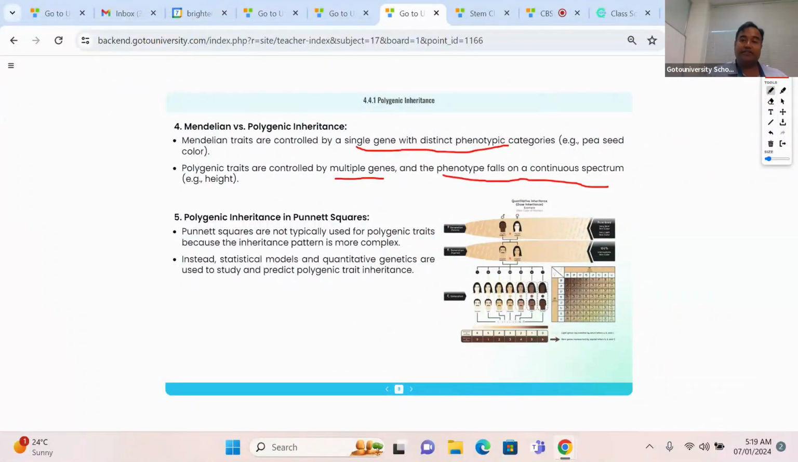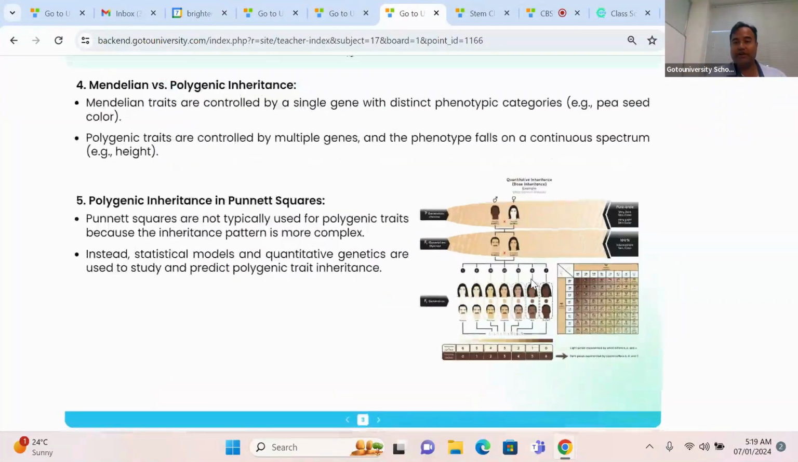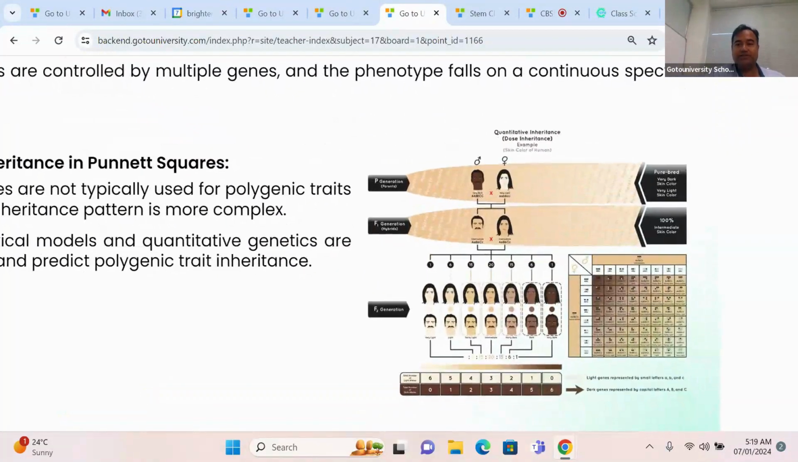So now we are coming to the next phase of explanation in polygenic inheritance. We told you with a lot of examples. Still, I'll be explaining this picture. Can you see this picture here?